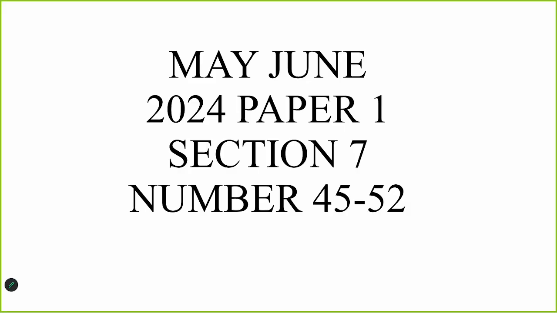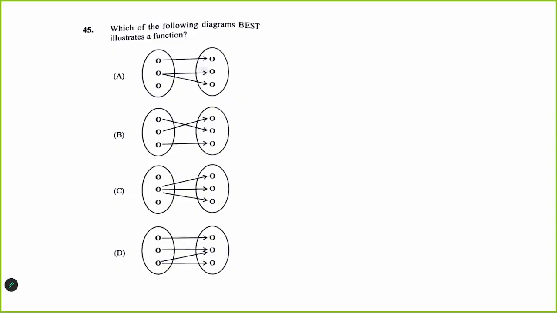Let's look at May, June 2024. Which of the following best describes a function? Right? A function would be always 1 to 1, never many to 1. So you see this? Many to 1? No. This is many to 1? So no. So the only answer is this one here. Right?